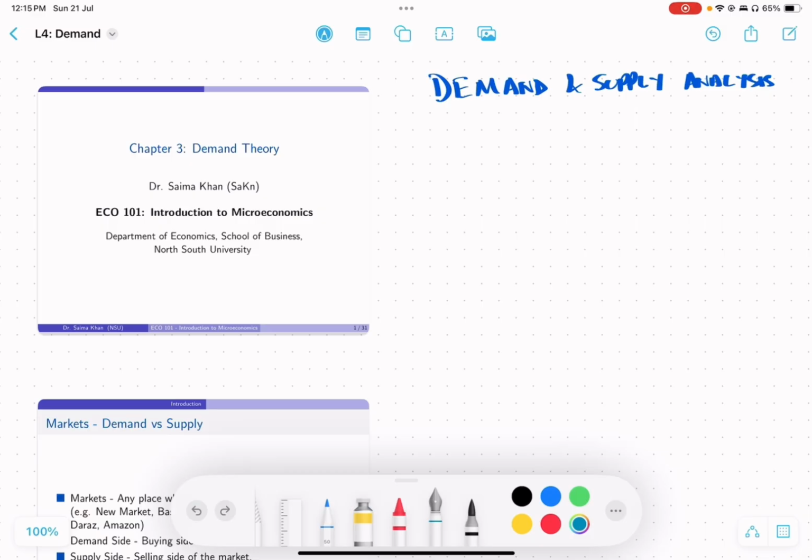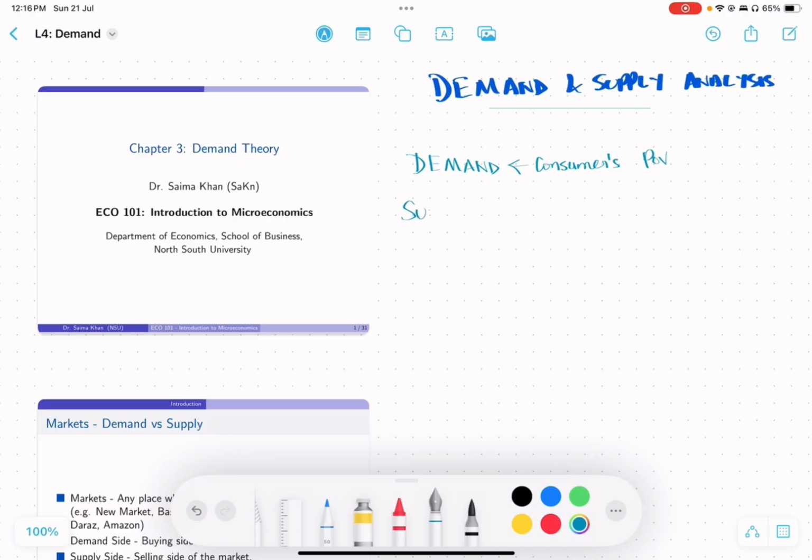Finally, we are ready to start one of the most important topics of this Eco 101 course, and it is also one of the most important topics that you will be seeing again and again in midterm one. It is demand and supply analysis. When we're doing demand and supply analysis, we're first going to look at the demand side of things, so we'll be looking at things from the consumer's point of view.